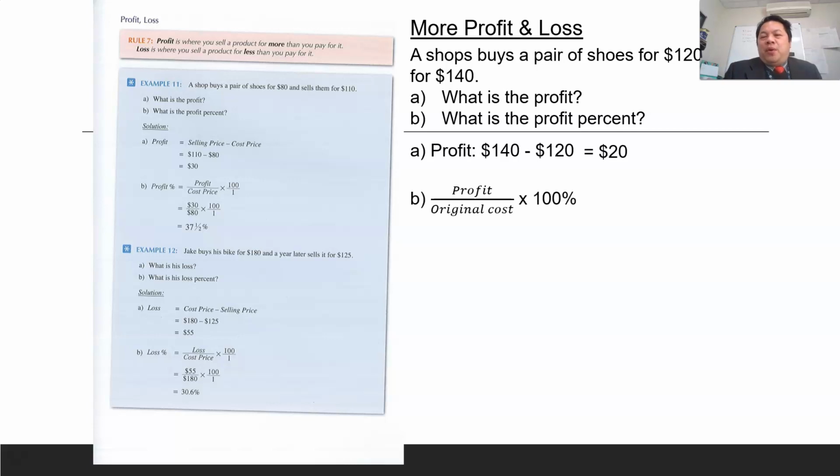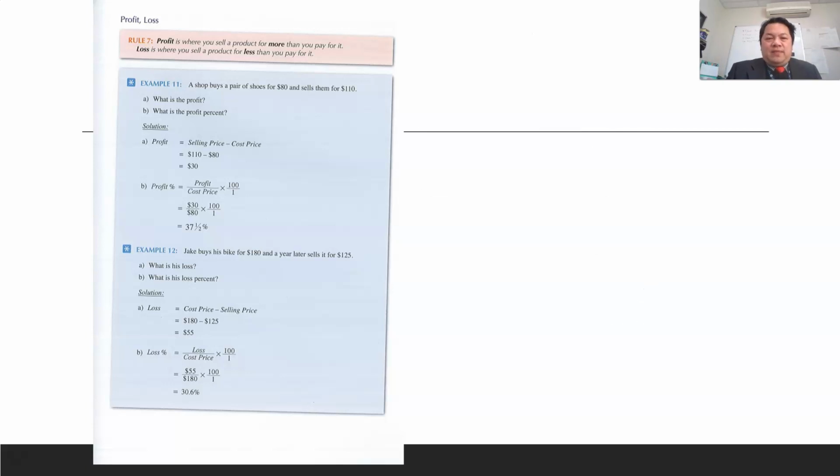Again, we have learned this previously. We are talking about the profit out of the original cost. The original cost is 120, so it's 20 out of 120 times 100%. You simplify, you actually get 100 out of 6. You actually get 16 and 4/6, which is 16 and 2/3%. Okay, that is the profit that the shop earns.